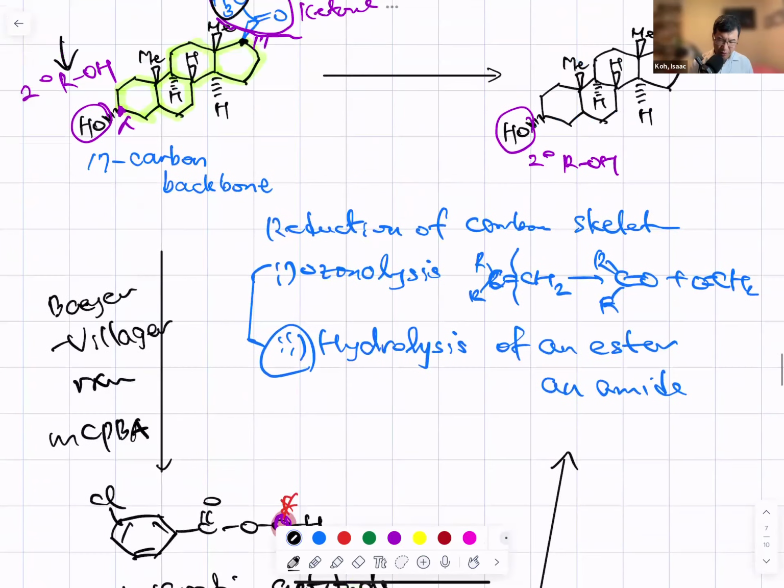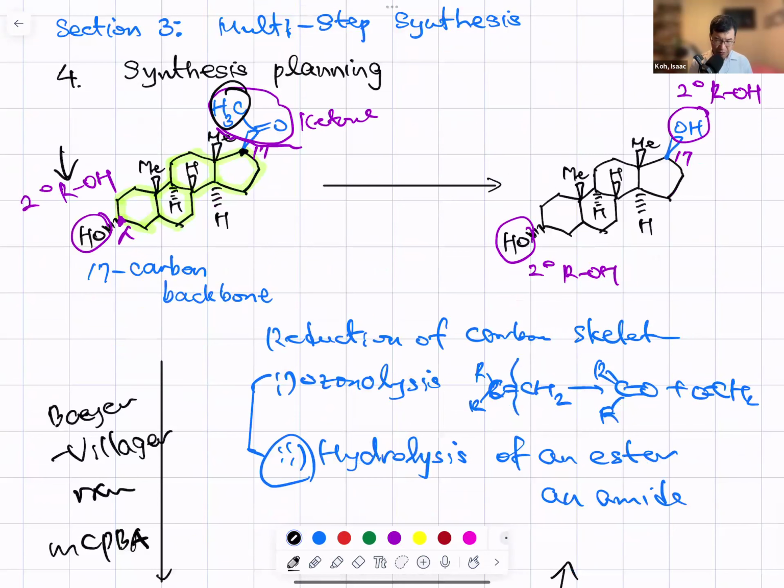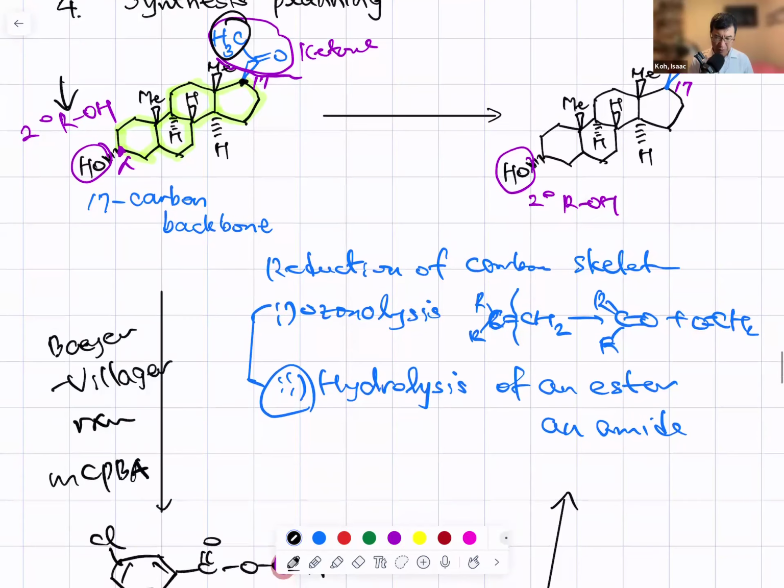All right. So now let's think about it. How to analyze this one? The carbon skeleton doesn't change. The 17 carbon backbone, the steroid backbone doesn't change, but we have two functional groups. One is secondary alcohol. The other one is ketone. The secondary alcohol was preserved, but the ketone was transformed into a secondary alcohol.